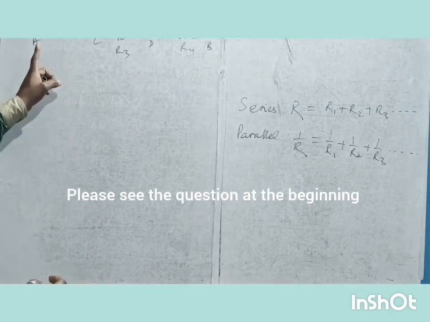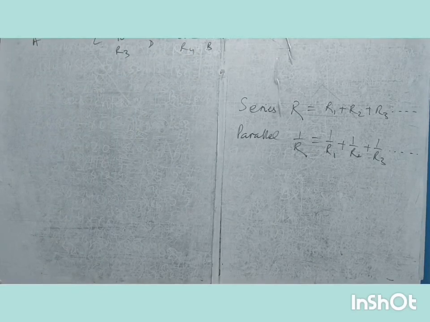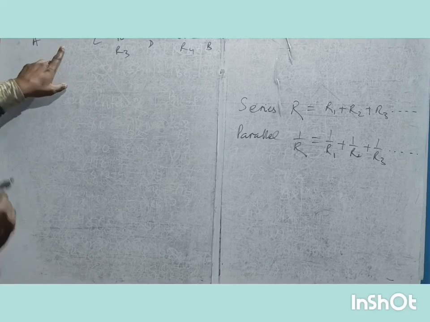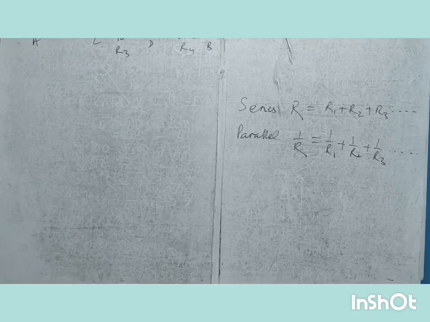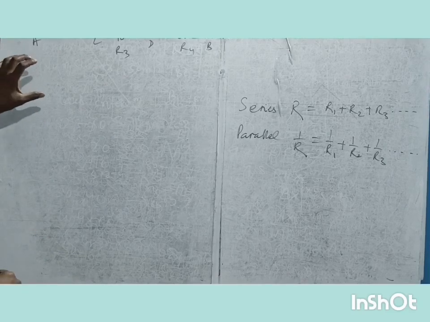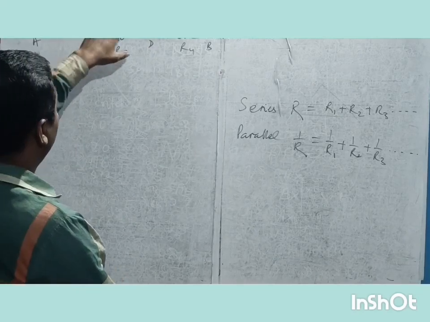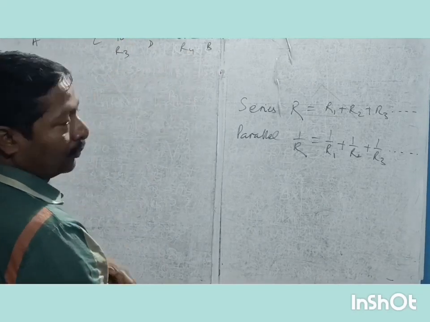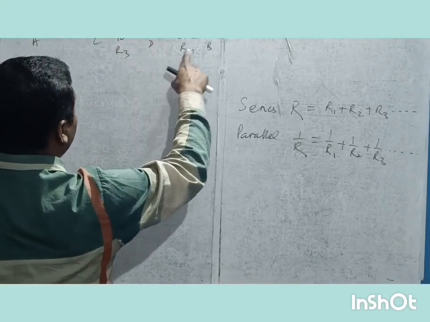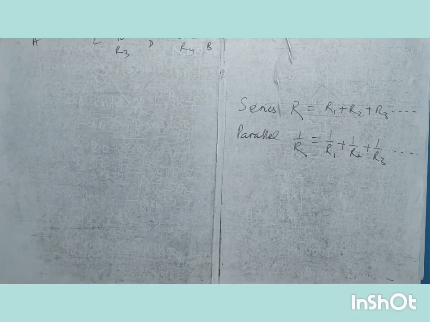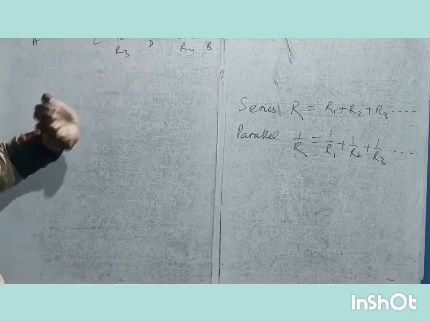So the question is like this: calculate the equivalent resistance between A and B. Okay? So what type of connection is here? First, tell me what type of connections there are for these 4 resistors. Here, resistor 1 R1, resistor 2, resistor 3 and resistor 4, having R1 value 5 ohm, R2 value 10 ohm, R3 value 10 ohm and R4 value 5 ohm. Okay? So what is the type of connection here?